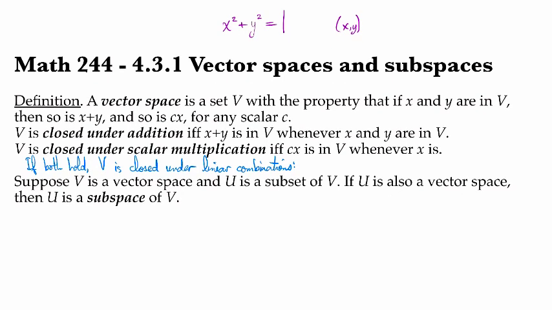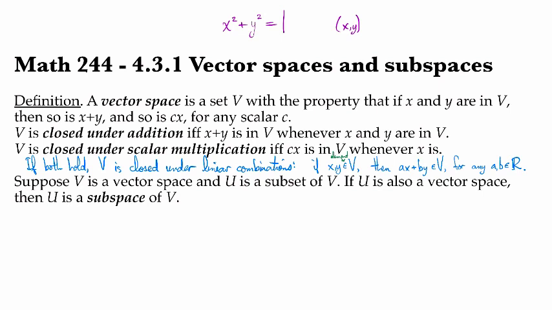So, in other words, that means that if we take any two elements x and y, so this funny little symbol right here means elements of, so that just means x and y are in V. So if x and y are in V, then ax plus by is in V for any scalars a and b.